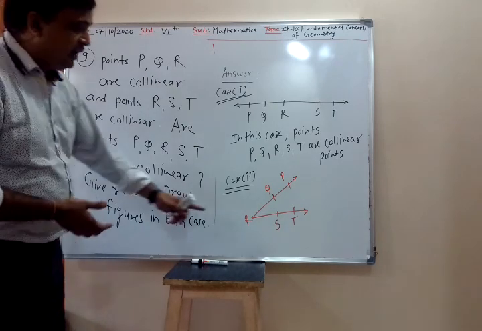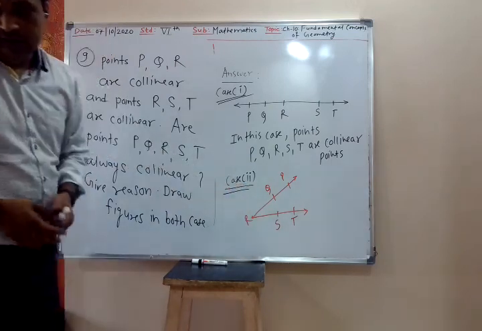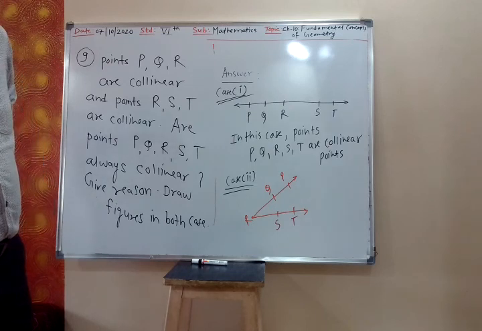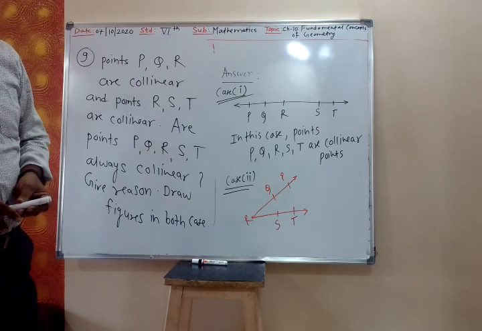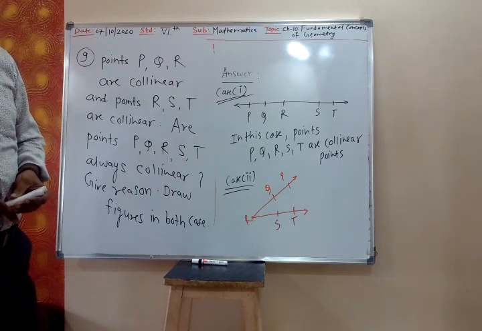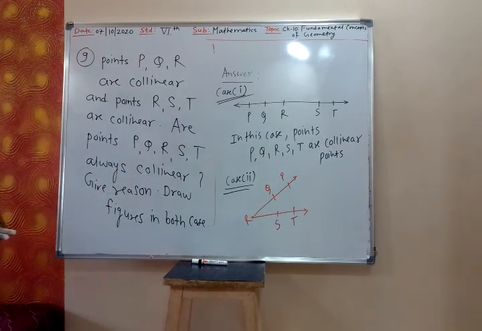Now see here, RP and RT, they are not the same line, no? RP and RT, they are two rays. Yes or no? They are two different rays, no?